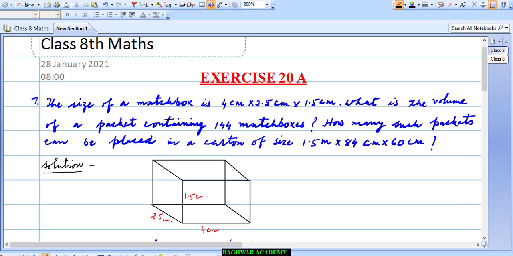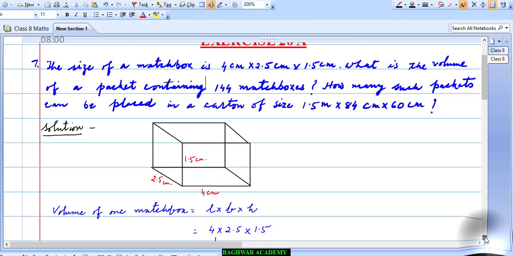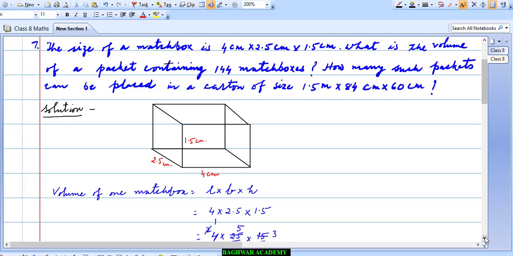That is another question. You need to find out what volume one packet will contain, and that packet is required to be placed in the carton. So how many such packets can be placed in the carton, that you need to find out. So here we will start.